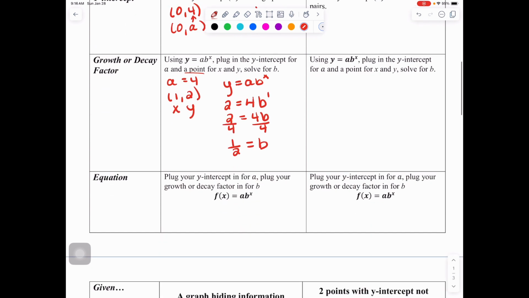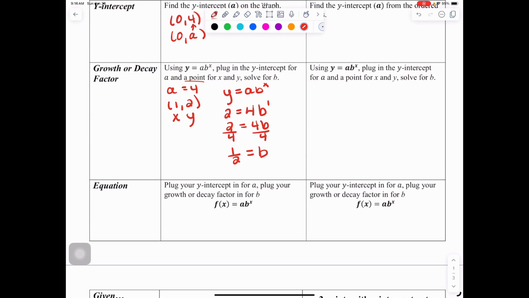So now I have everything I need to write the actual equation. I just have to put everything in the right spot. We're going to write f(x) equals, the a value was 4. The rate at which this was decaying, this is a decay problem, was 1/2. And then x as our exponent. So we just wrote the equation.